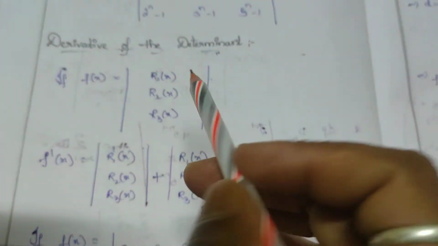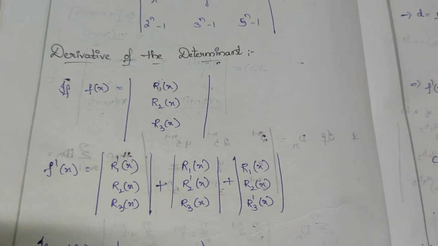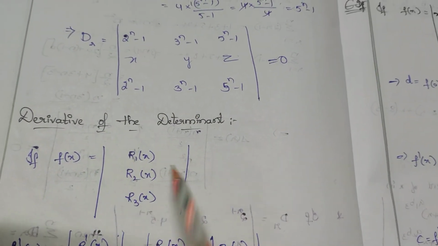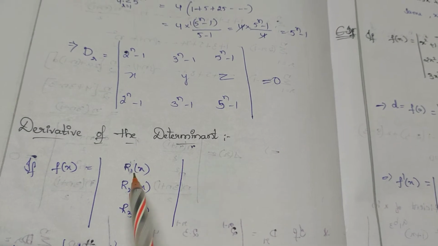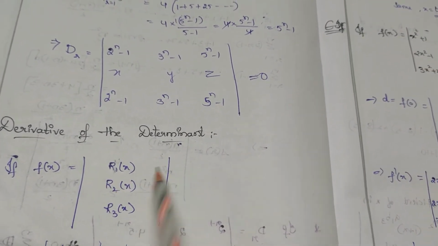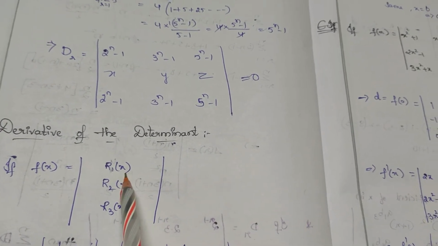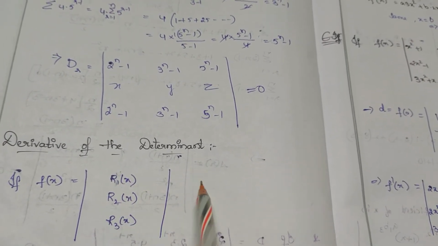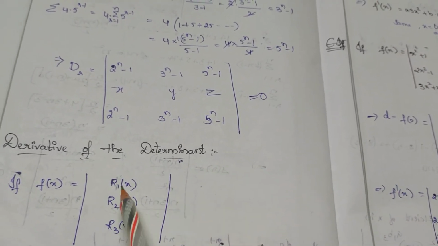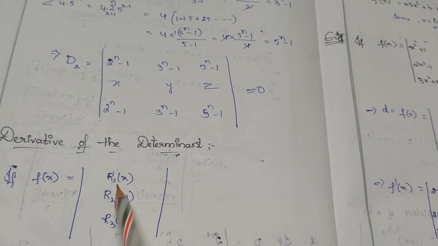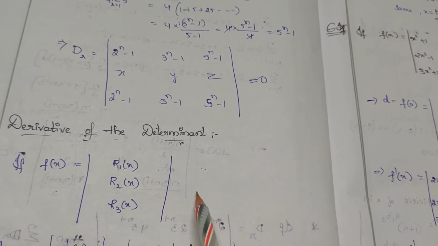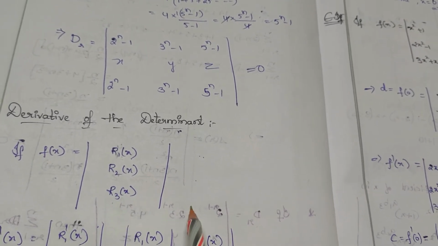Next one, derivative of the determinant. Suppose we have f of x. How many rows are there? No problem. In each row, how many entries are there? We don't need to know. Suppose this is the first row, and I am denoting it with r1 of x. R1 of x means the first row can have any number of elements, any number of entries. It may be 3 entries, 2 entries, 4 entries, any number. The second row I denote with r2 of x, also any number of entries. The third row also has any number of entries.